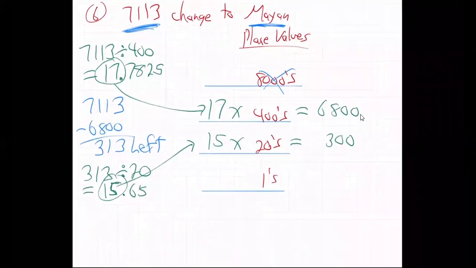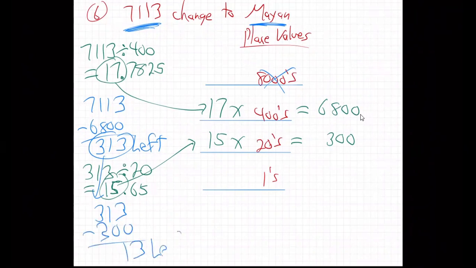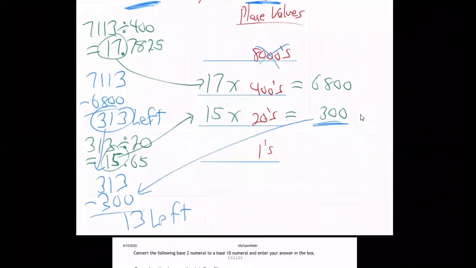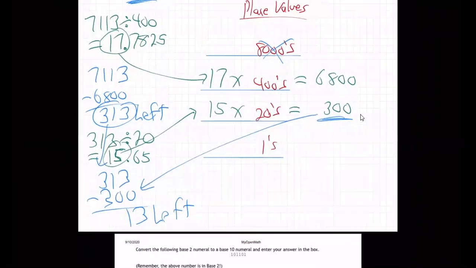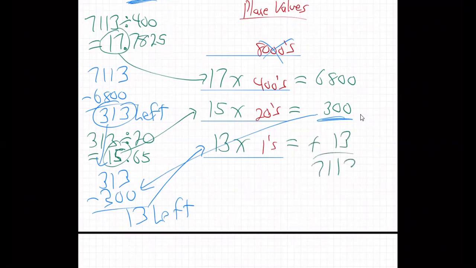So now you subtract. We had 313 left. Bring it down here, 313. Subtract the 300 that we just represented. This 300 goes right there. So now we have only, can you see this? Only 13 left to go. And so that just means 13 goes right here. 13 ones is 13. You can double check it. If you add these up, they make the 7113.